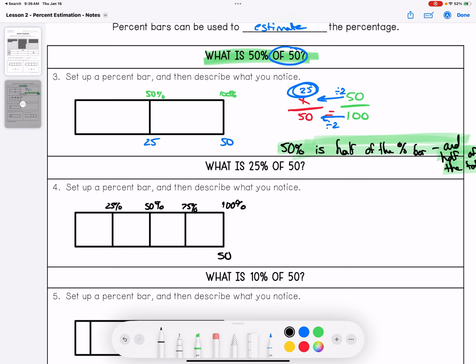We know that 50% is half of 100%. So we can take half of 50, which is 25. And then we know 25% is half of 50%. So we can take half of 25, which is 12.5. And then to solve this other one, we know that 75 is halfway between 50 and 100, right? So if 25% is 12.5, we can just add 12.5 to 25, because 25 plus 50 is 75. So you can get 37.5.